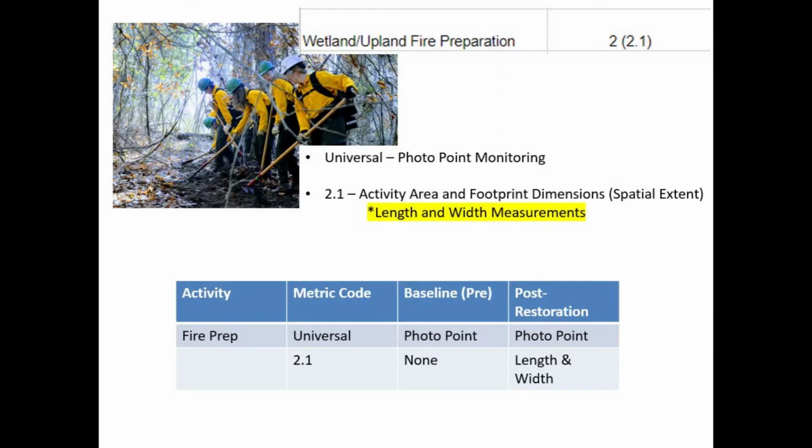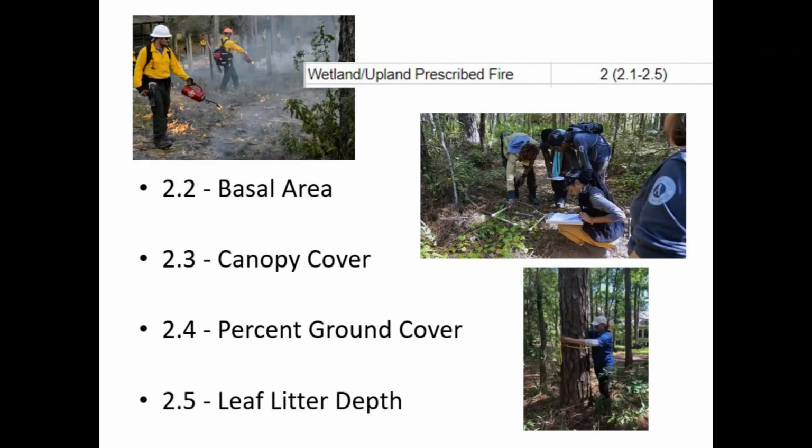Before we move on to talking about actually prescribed burning, just a recap on fire preparation. We're just collecting photo points and the activity area or spatial extent with those length and width measurements. For the photo point, we're going to do that before and post restoration. But when we're collecting the spatial extent, we only need to collect the length and width once the work has been completed. If we were actually to apply prescribed fire, we're going to do codes 2.1 through 2.5.